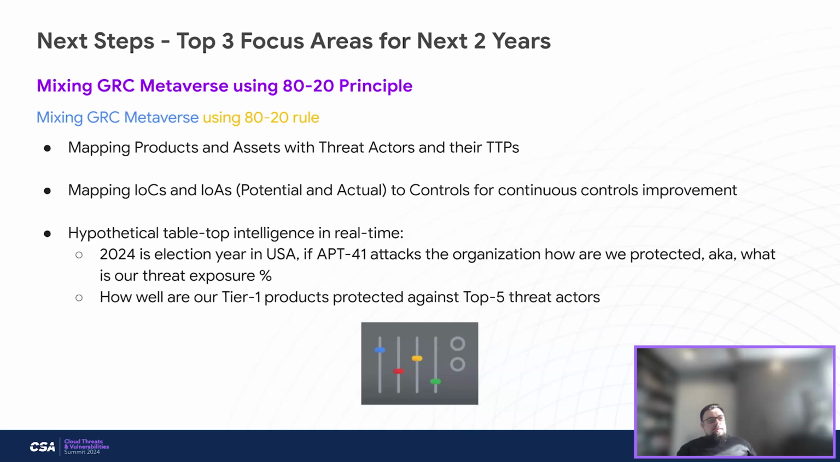The second piece is the mapping of IOCs and IOAs, whether potential or actual, and incorporating those as part of the signals that help measure controls. So incorporate them as part of the continuous controls monitoring framework of the organization. Even if ultimately the metrics are distilled to coverage and effectiveness, these should be additional signals that contribute to either of those, and are part of the continuous improvement cycle that matures that framework.